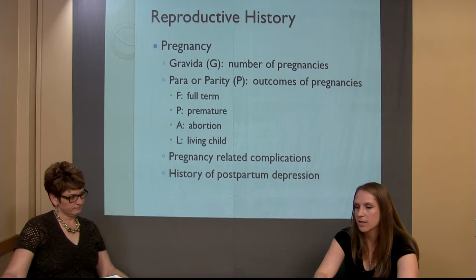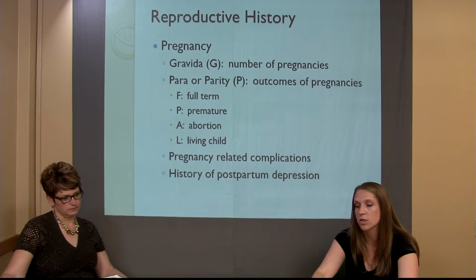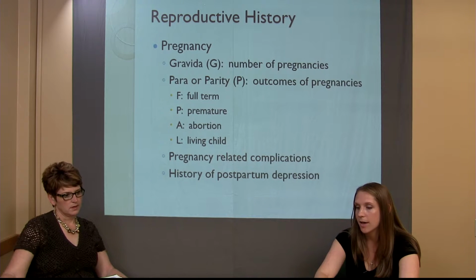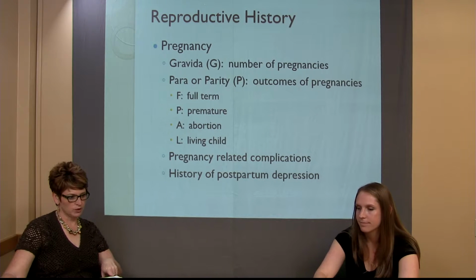Pregnancy, what is their gravida status? Gravida is for the number of pregnancies. How many times have they been pregnant? Parity is the outcomes of the pregnancy. And then you have full-term, premature, abortion, or living children. Sometimes you'll see that F as a T, just meaning term. And P, premature, A, abortion.